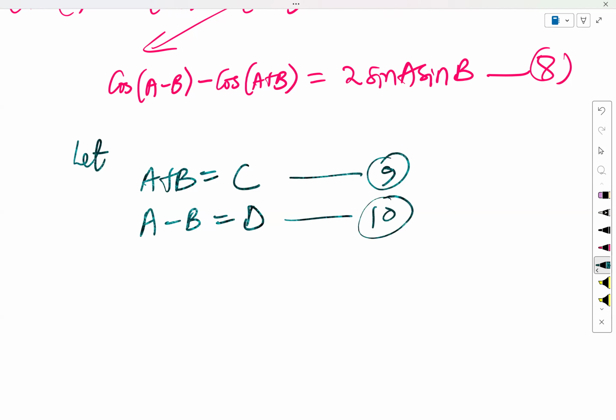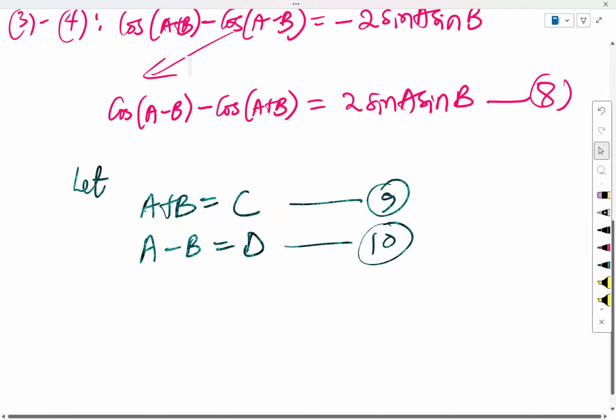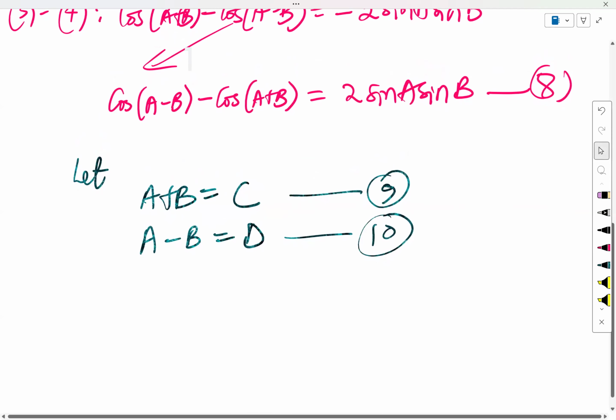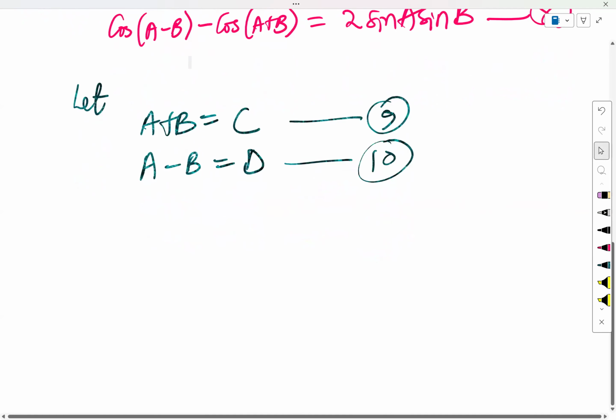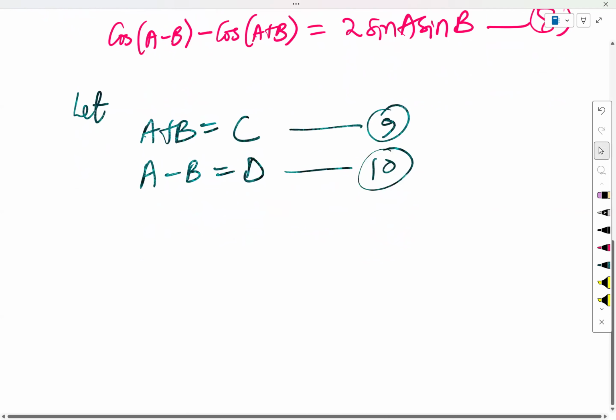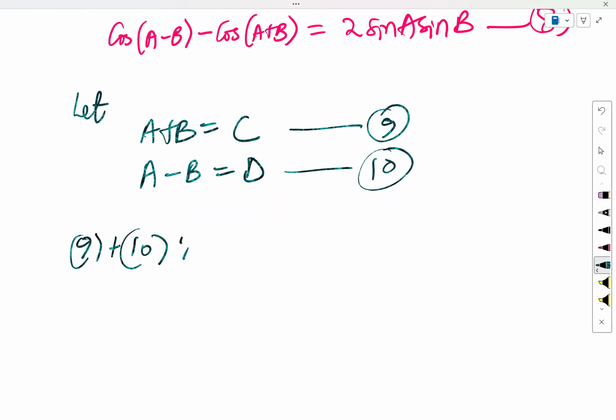With that now, we can say equation 9 plus equation 10. What does that give us? We are adding this and this. A plus A is 2A. Then B plus minus B, that's B minus B, that's 0. Then this is C plus D, since we are adding. So 2A equals C plus D.